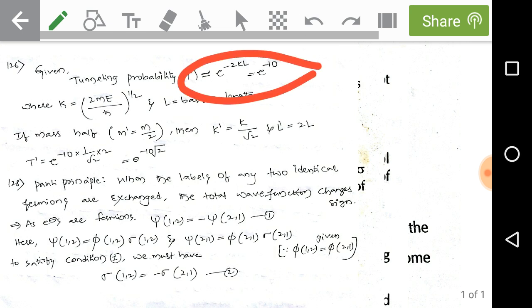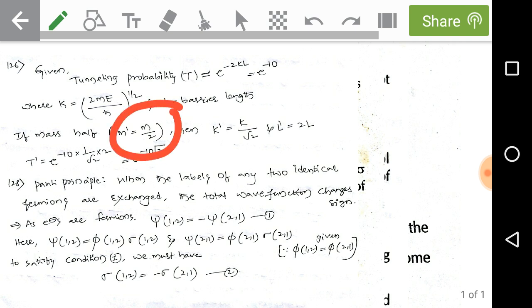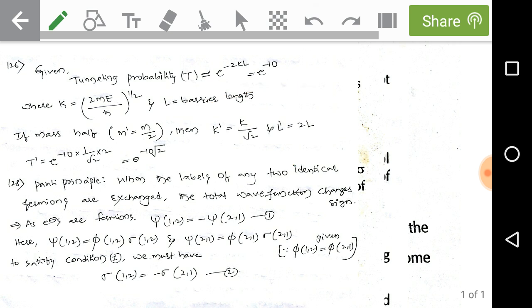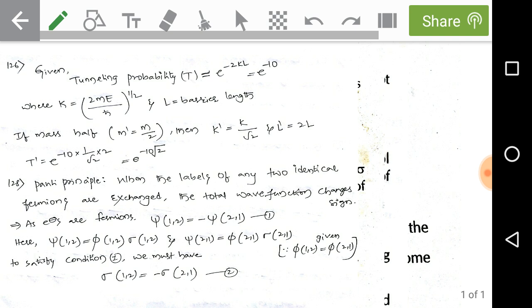Tunneling probability is approximately exponential power minus 2 KL, which is equal to exponential power minus 10, where K is equal to (2ME by H cross squared) power half and L equals the barrier length. If the mass is halved, that is, consider M prime equals M by 2, then K prime equals K by under root 2, and L prime is equal to 2 L. From that, T prime is equal to exponential power minus 10 into 1 by under root 2 into 2, that simply equals exponential power minus 10 under root 2.